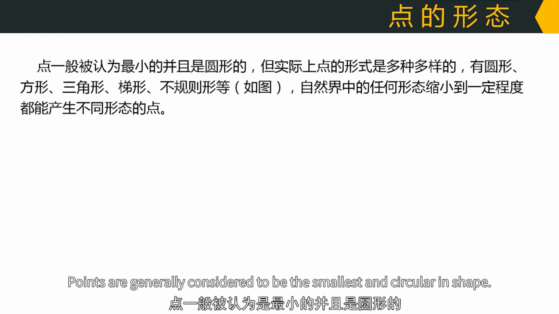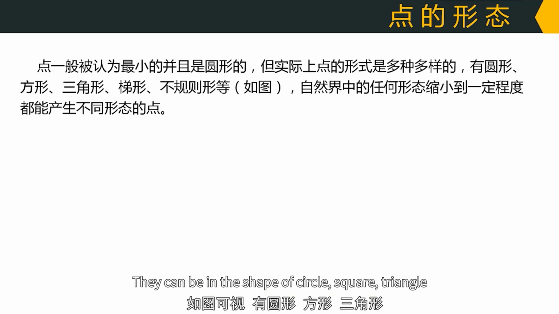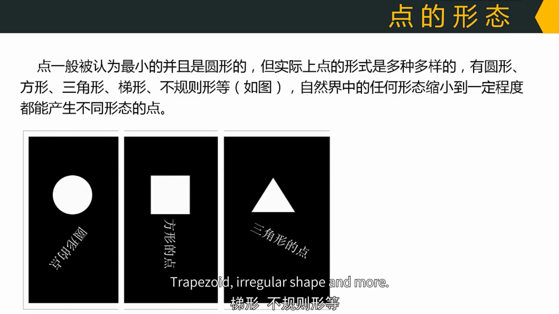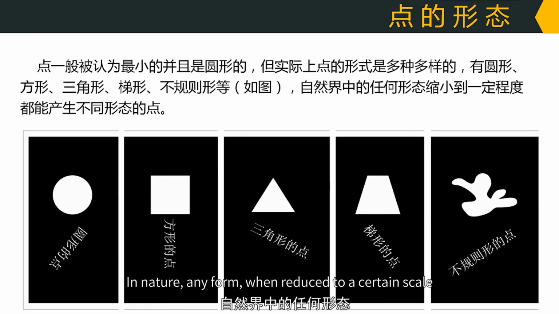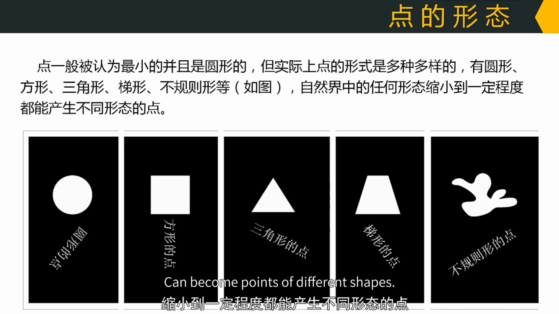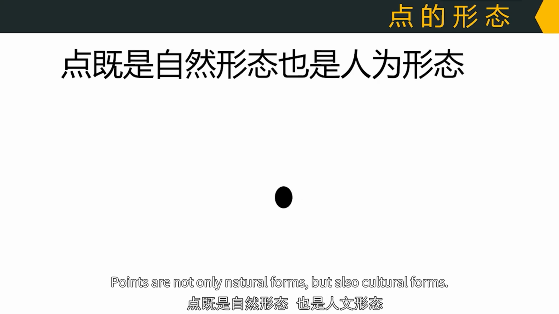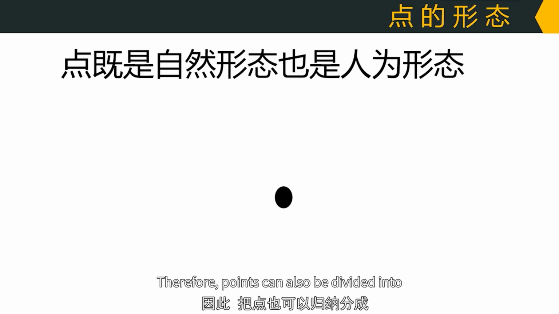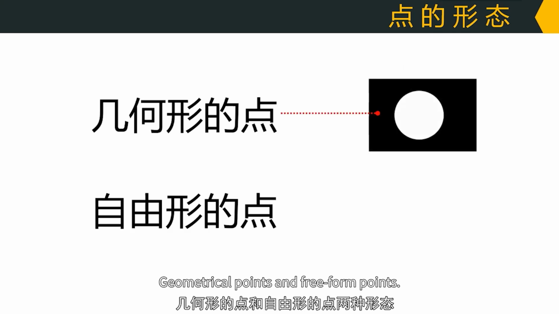Points are generally considered to be the smallest and circular in shape, but in fact, there are many shapes of them. They can be in the shape of circle, square, triangle, trapezoid, irregular shape, and more. In nature, any form, when reduced to a certain scale, can become points of different shapes. Points are not only natural forms but also cultural forms. They come from everyday life and the long-term history. Therefore, points can also be divided into geometrical points and free-form points.